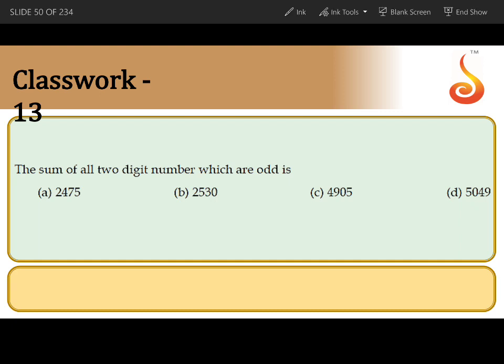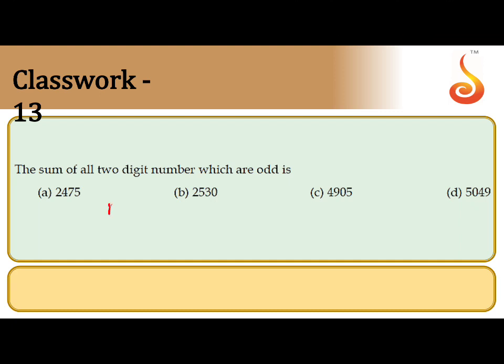The next question is the sum of all two-digit numbers which are odd. Two-digit odd numbers: 11, 13, 15 and so on. Last is 99. Same as the previous question. So here A is 11 and D is 2. So Tn is 99. So Tn is A plus n minus 1 into D equal to 99. A is 11 plus D is 2.